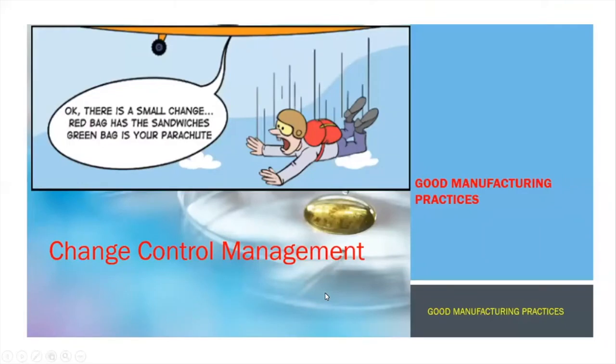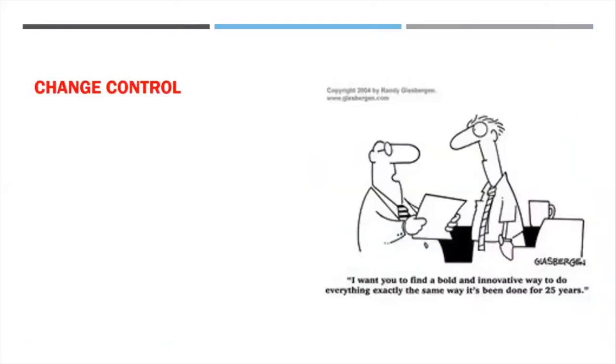Okay, change control management. You see what? If you're going to make a change in your process, and if you don't review it, trust me, you may end up in a disastrous situation like this. You see the change? Red bag has the sandwiches, green bag is your parachute. It was not reviewed. So there is a department called change control management. Each and every change is actually reviewed critically to make sure that it is not going to impact the safety, quality, and efficacy of the product.